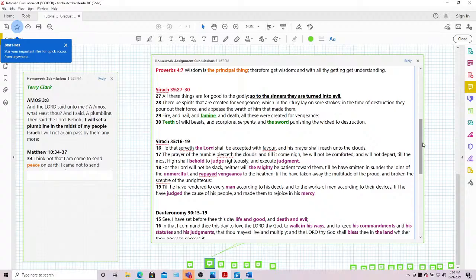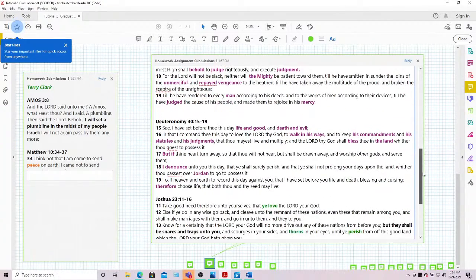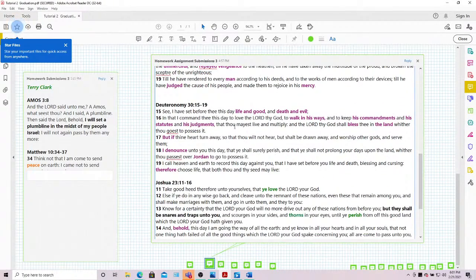And then we have Deuteronomy chapter 30, verse 15 through 19. So, see ye, I have set before thee this day life and good, and death and evil. So, Elder Jenkins and the Deuteronomy class, and he hit this on the head a whole lot. So, see, I have set before thee this day life and good, and death and evil, and that I command thee this day to love the Lord thy God, to walk in his ways. So he's elaborating on how we're to love him, and to keep his commandments and his statutes and his judgments, that thou mayest live and multiply, and the Lord thy God shall bless thee in the land which thou goest to possess it.